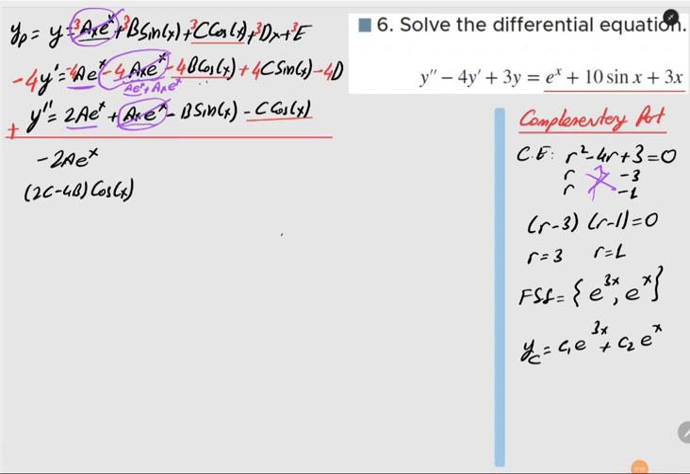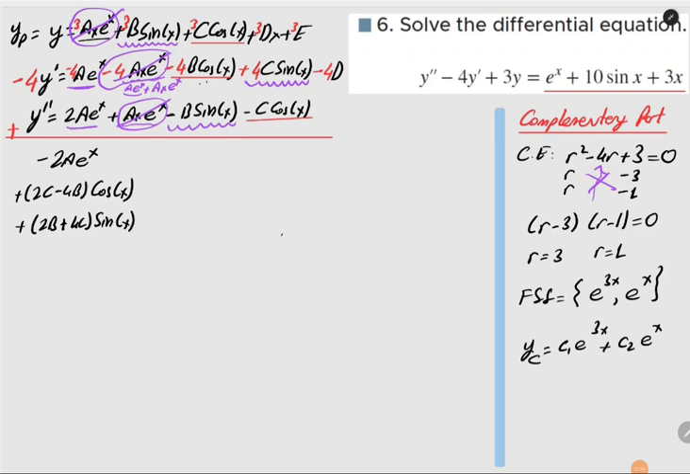And now sine x terms, 3b sine x here, plus 4c sine x here, minus b sine x here. 3b minus b, 2b sine x. And so it makes 2b plus 4c sine x.